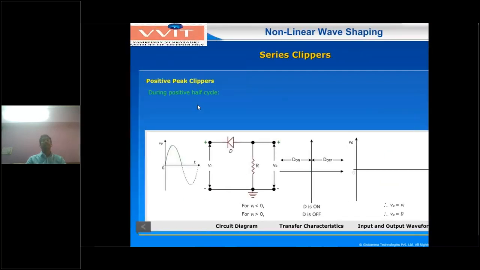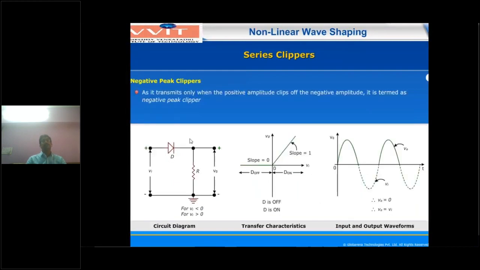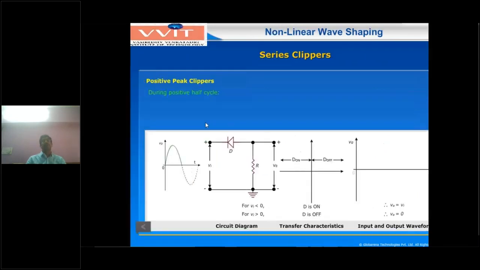Next we are moving to the positive peak clipper circuit. What is the difference between the previous circuit and this circuit? You observe it. In the previous circuit, the diode was in forward bias direction. Now you are considering the diode in reverse bias direction. Now you are applying this sinusoidal waveform.